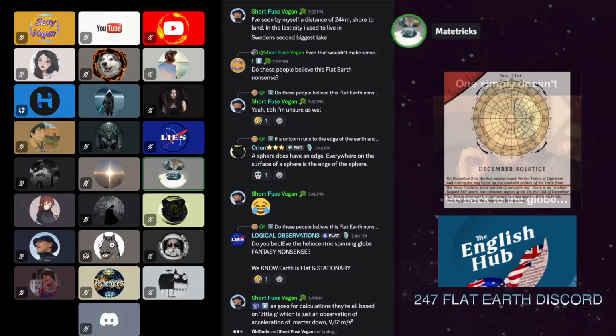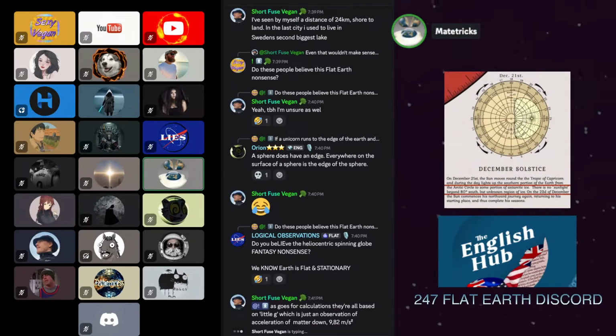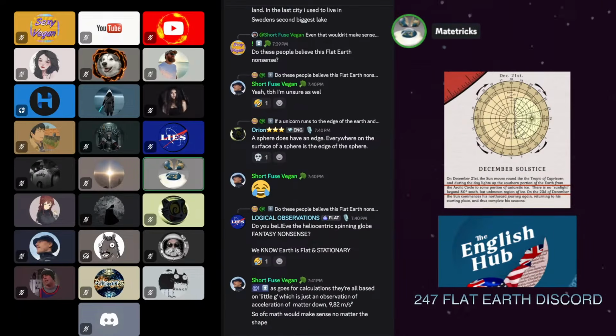Why is it she can understand ships disappearing bottom up, but she can't understand a can disappearing bottom up, and there's an image of it on the screen? Because Google says.